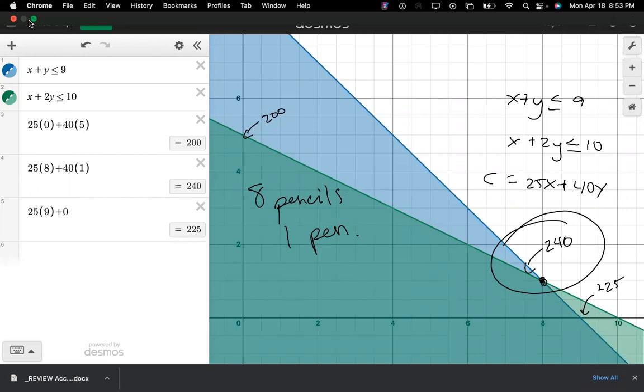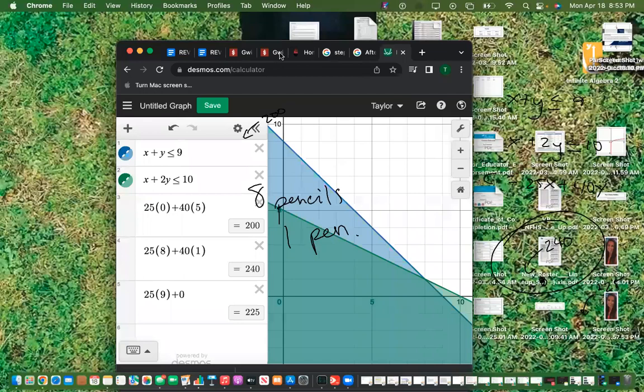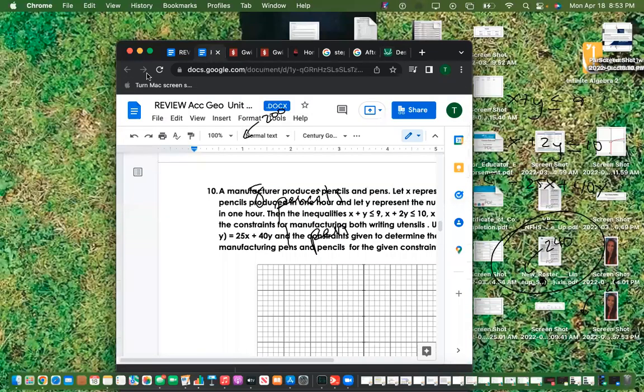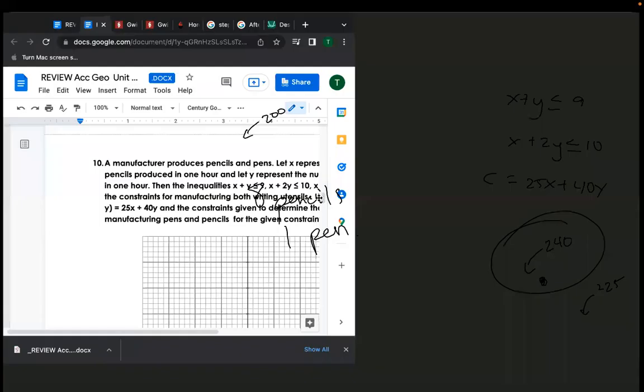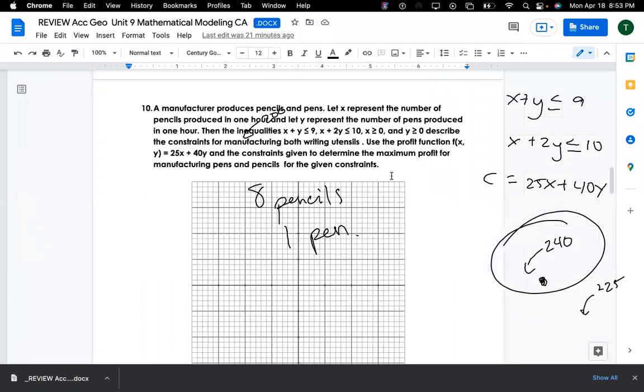So again, you would sketch a graph. You could do it that way, or I think it asks you to sketch a graph and then identify how many pencils and pens, and this is it. Okay, so it'd be 8 pencils and 1 pen. Okay, so graph it and then see where it kind of connects, and then maximize the profit. So you're trying to look for the biggest number that you can produce from this equation.